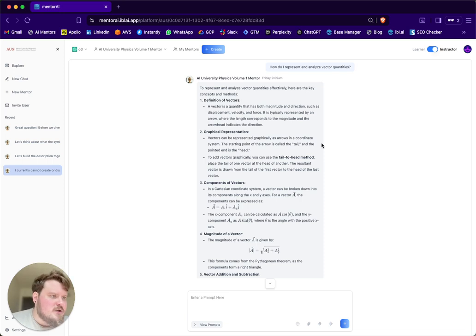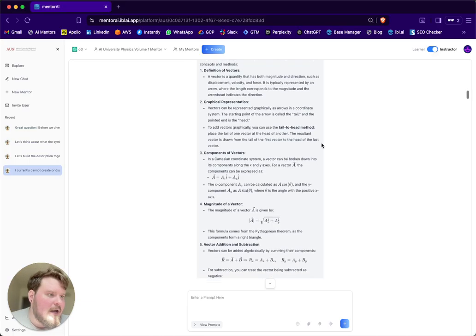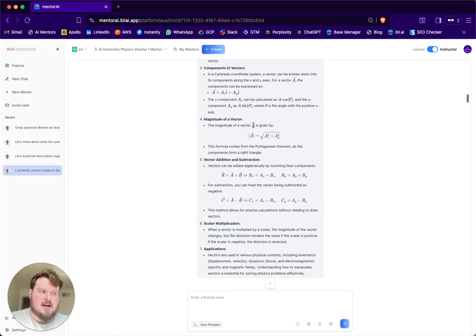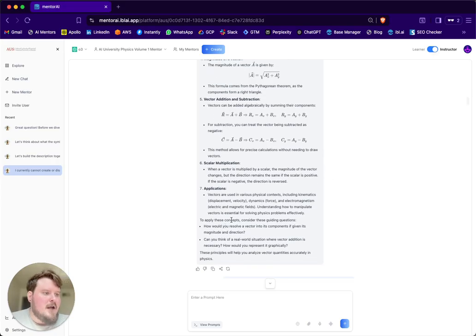The way the mentor is going to respond is by breaking down the definition of vectors, describing what a graphical representation would look like, and then describing the components of vectors and various equations you might encounter without actually doing the equations for you. And at the end of its response, it's going to ask students to apply these concepts by working through these guiding questions that you see right here.